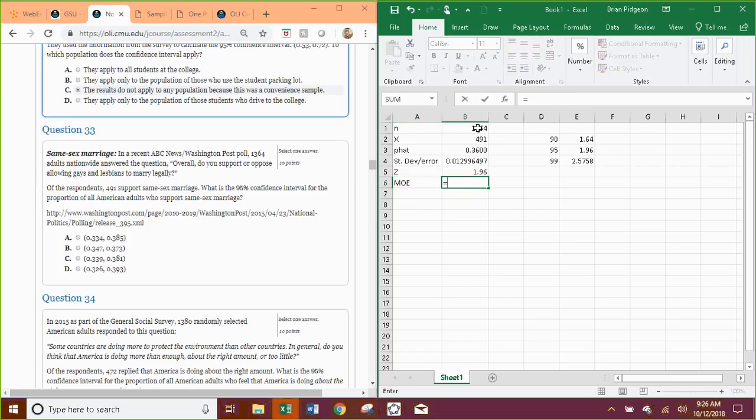So we need to calculate now the margin of error. The margin of error is just your z-score times your standard error. So really, we're going 1.96 standard deviations to the left and to the right. That means our lower bound and our upper bound we can specify now as p hat minus the margin of error and p hat plus the margin of error.